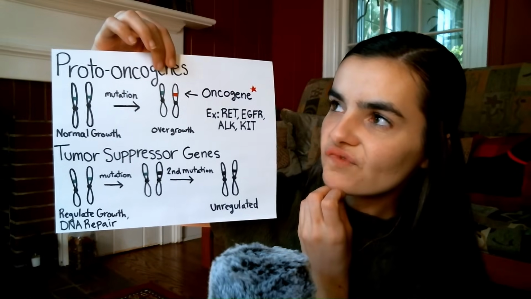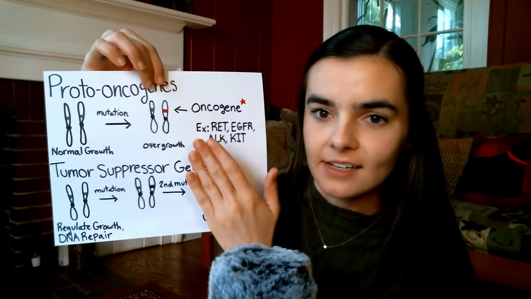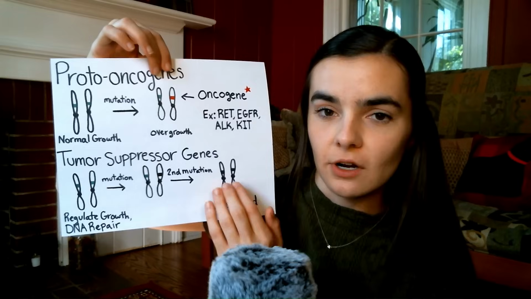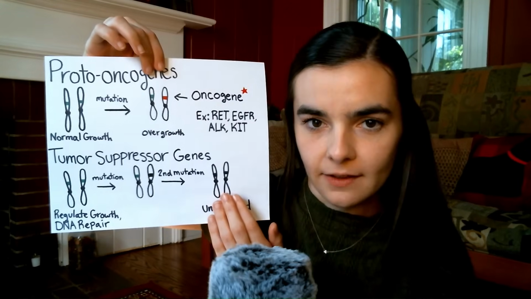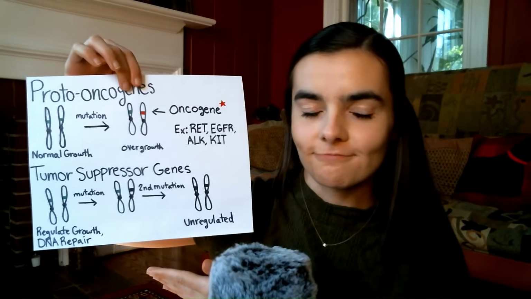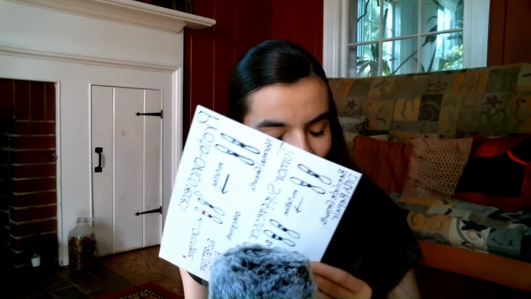So I think that's everything I wanted to say. Oncogenes are like slamming your foot on the gas. Tumor suppressors are like all of your brakes failing. That's the analogy, I guess, that I have for that. Okay, so I think that explains all of our basics of cancer.